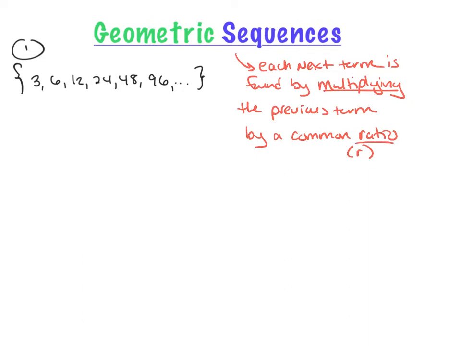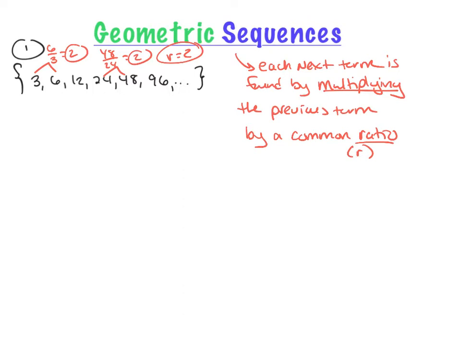So if you look at this example and you take two consecutive terms and you divide the latter by the former, 6 divided by 3, you get 2. And if you take 48 and 24 and you divide the latter by the former, you also get 2. So your common ratio here is 2, R equals 2. So this is a geometric sequence.